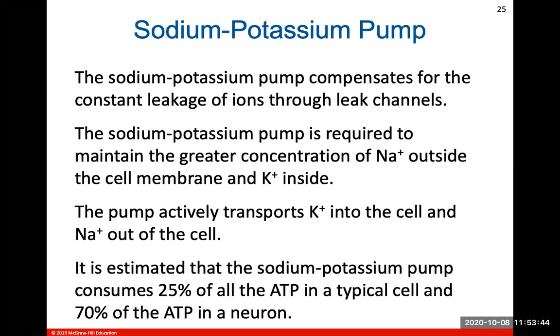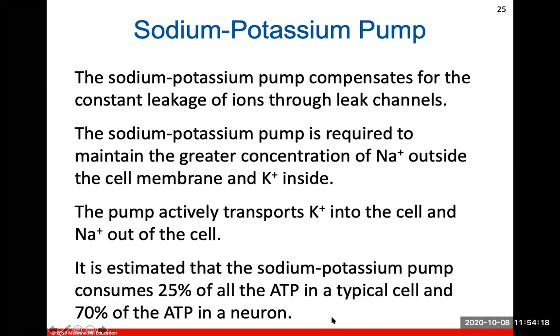And that's important so that if that neuron gets stimulated, it'll be more easily able to perform an action potential by these concentration gradients that are established with the sodium-potassium pump. So what exactly does it do? It helps to maintain a greater concentration of sodium outside the cell membrane, and it tries to keep potassium ions inside the cell membrane. So it actively transports 2 potassium into the cell and 3 sodium out of the cell.